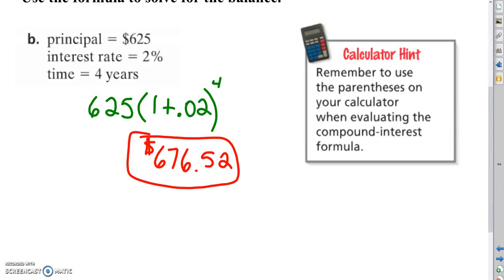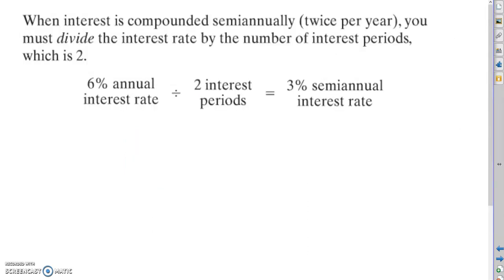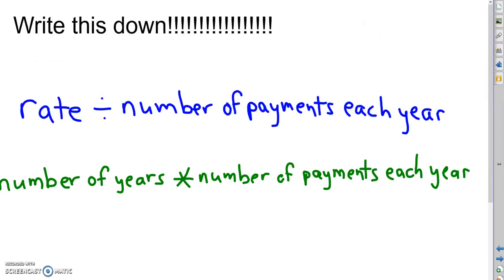The only thing, if you type one little part in wrong, obviously your answer is going to be wrong. Okay? This is very, very important because some banks are going to pay you interest every 6 months or every 3 months or every 2 months or even every month.